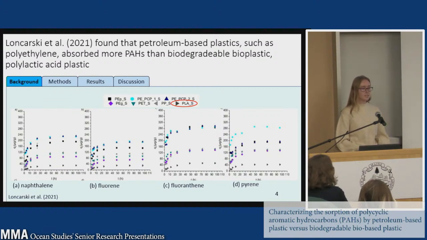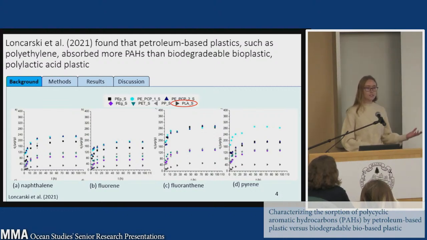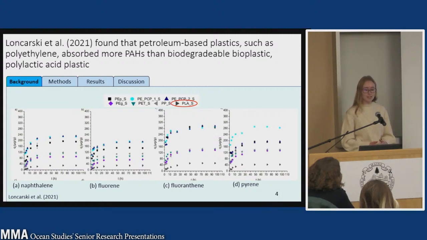2021, found that petroleum-based plastics such as polyethylene absorb significantly more PAHs in greater concentration and more quickly than biodegradable bio-based plastics. Shown here are four kinetics curves, or the uptake of four PAH compounds, naphthalene, fluorene, fluoranthene, and pyrene, over time. You can see circled in the legend is PLA, the biodegradable bio-based plastic. It absorbed significantly less PAHs, all four of these, than the remaining plastics, all of which are petroleum-based.